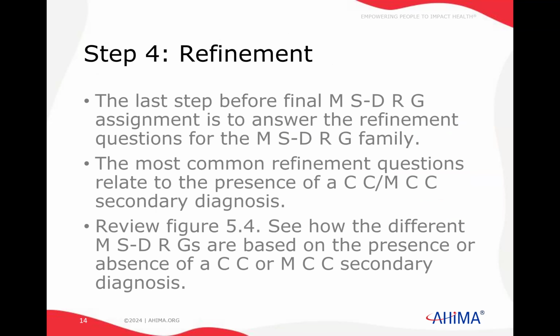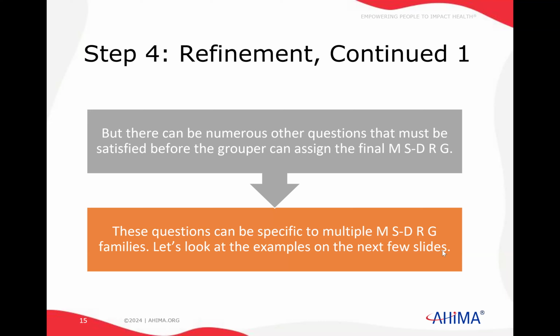And then finally, we have the refinement. This is the last step before the final MSDRG assignment. And again, most commonly, we want to make sure that we're picking up all those CCs or MCC secondary diagnoses. And again, this is why you read the entire record. We want to make sure that we're coding everything to the highest level of specificity. The grouper will also help group these and sequence them appropriately.